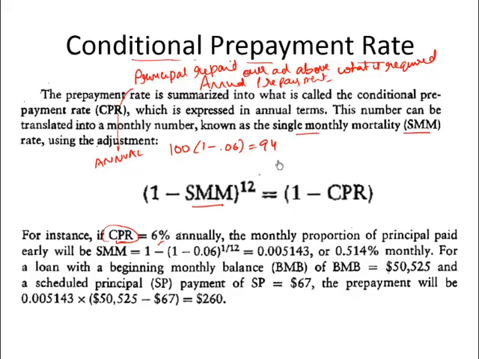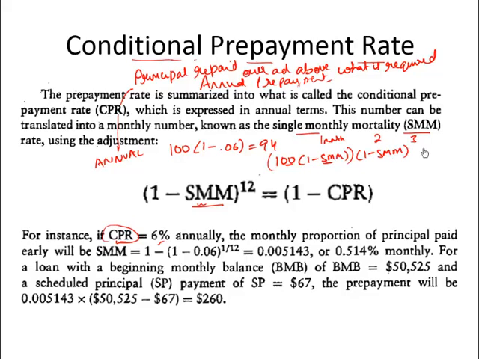So let's say $100 were outstanding at the beginning of the year, and if SMM is the monthly prepayment, then how much would be paid over and above in the first year, or what would be the outstanding principal at the end of the first year? It would be 100 into 1 minus SMM. So this is what will happen after 1 month. SMM is the monthly rate. By the second month, this number would have gotten reduced by another SMM.